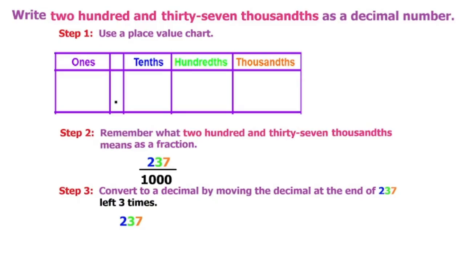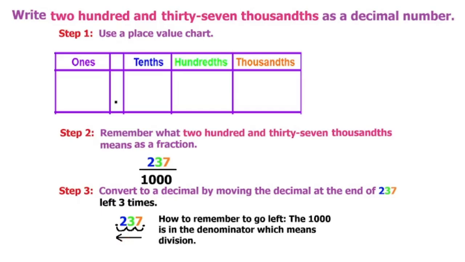So how would that look if we do that? So we take 237 and you move that decimal here, 1, 2, 3, that way. And so how do you know you have to move it that way? How to remember to go left? The 1,000 is in the denominator, which means division. So when it's division, you move the decimal this way, left, okay? And that's all there is to this lesson.